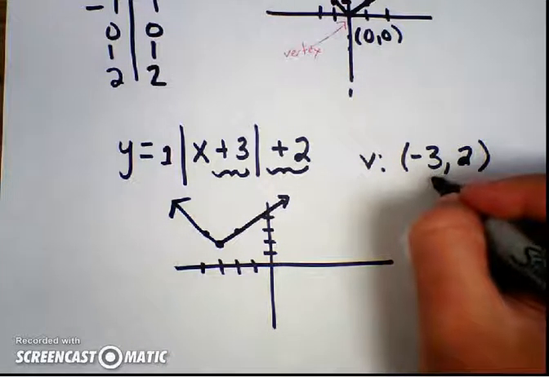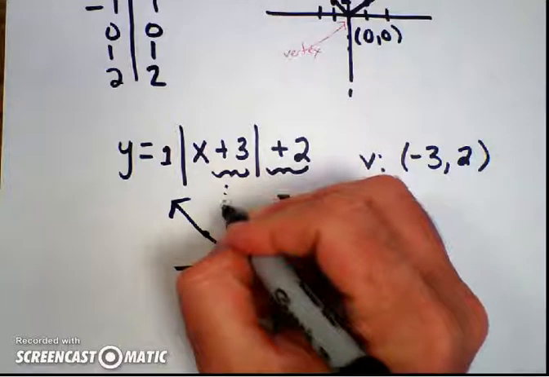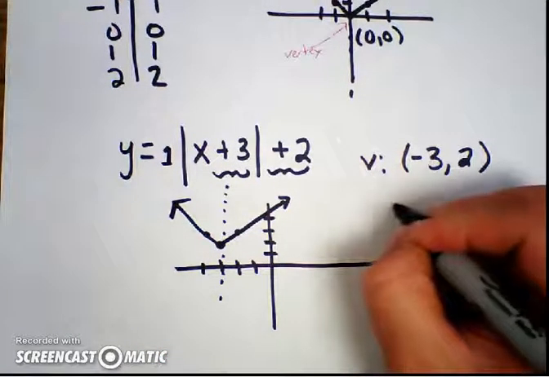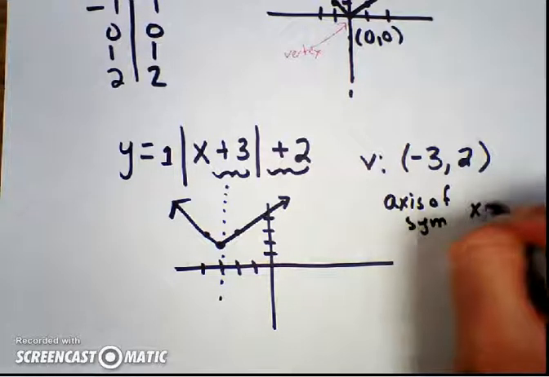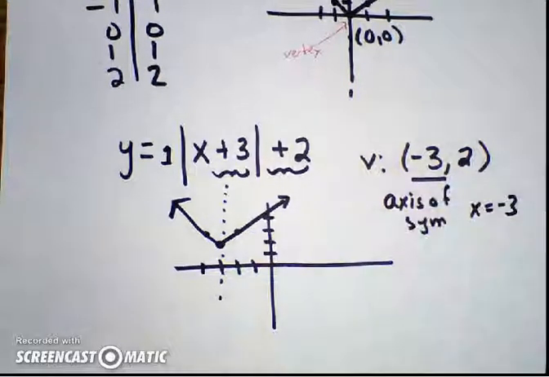The vertex is at -3, 2. The axis of symmetry, which splits that graph directly in half, is at x equals -3. And that's always going to be the same as that number right there.